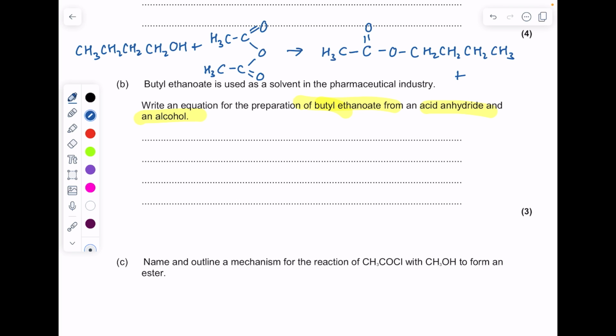Don't forget you make ethanoic acid as your byproduct. So I'm just going to write that in terms of how you would put it in your exam. There's butan-1-ol. Here's your acid anhydride.